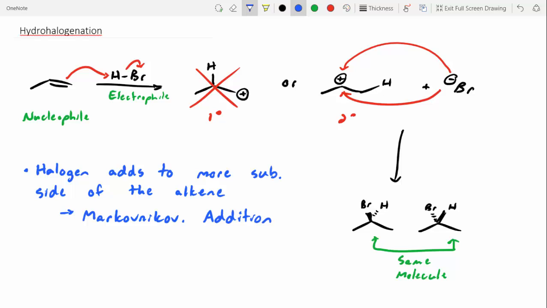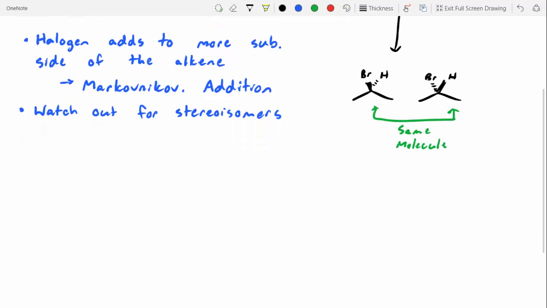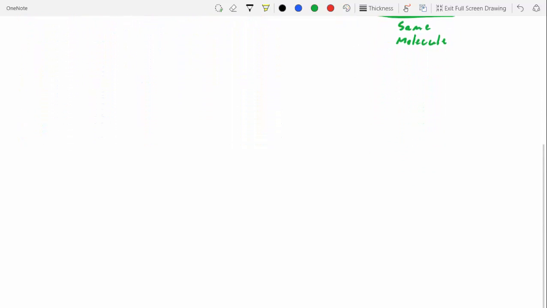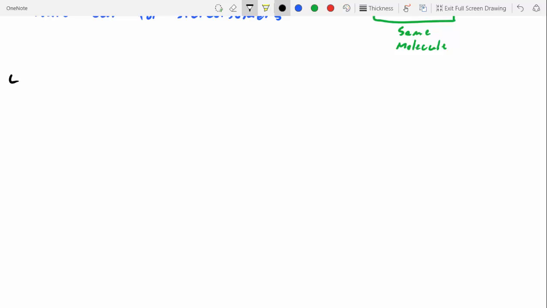And one thing we've got to watch out for with these reactions is stereoisomers. In the example I showed you here, the two theoretical stereoisomers are the same molecule, but in some cases they're not, so you have to be aware of that. If we had a more complicated alkene, we would run into a set of stereoisomers. All right, so I'm going to give you guys an example problem, and I want you to work with the person next to you to try to solve this. I want you to help me figure out all of the potential products for this reaction.